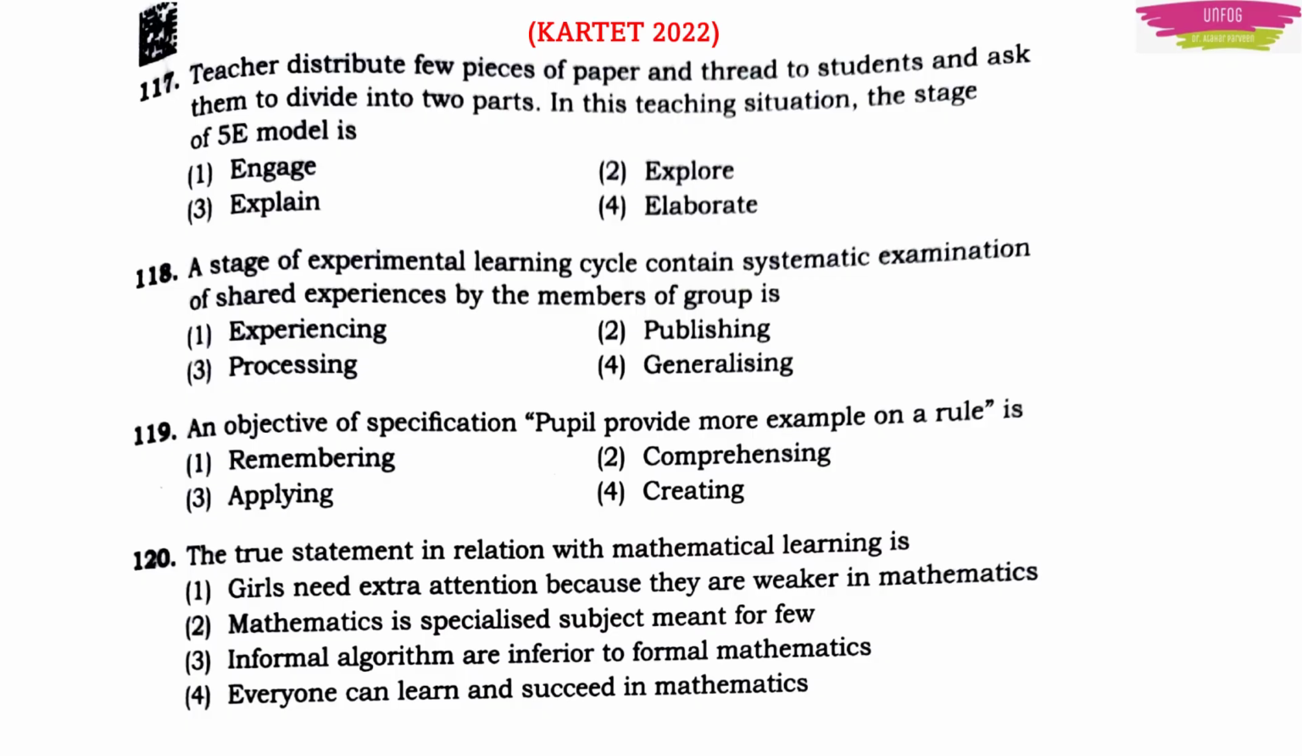Next question. Teacher distributes a few pieces of paper and thread to students and asks them to divide into 2 parts. In this teaching situation, the stage of the 5E model is... If you're not understanding, read the question once again. The teacher distributes pieces of paper and thread to students and asks them to divide into 2 parts. The stage of the 5E model is engaging. The teacher is trying to engage the students by distributing paper and thread and asking them to divide into 2 parts.